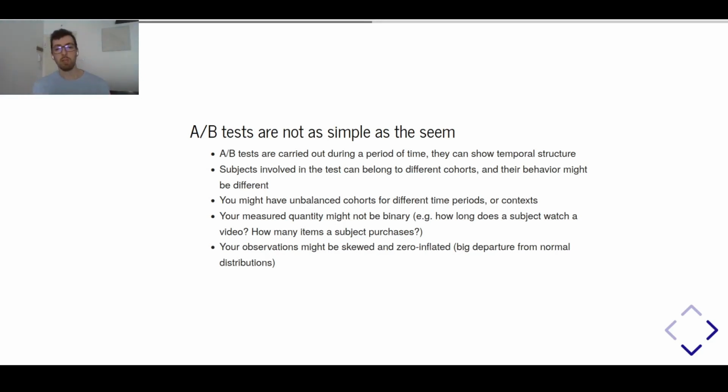The subjects involved could belong to different cohorts. They could have behaviors that are different between each other. You could have unbalanced cohorts when you look into these things at a stratified level of time periods or contexts. And for example, your measured quantity might not even be binary. It could be how long a video is watched, how many items are purchased by each subject. And with these things that deviate from just counts, your observations might actually be skewed. They could be zero inflated. So with all of these sort of problems, PPLs, probabilistic programming, are a very good way because they're flexible enough to incorporate all of these into the data generation process, and the inference step is essentially unchanged.